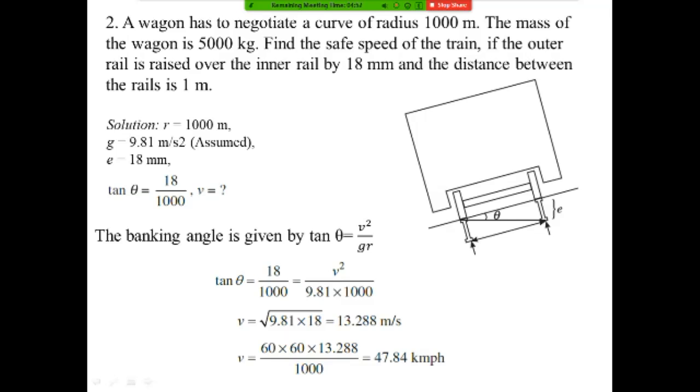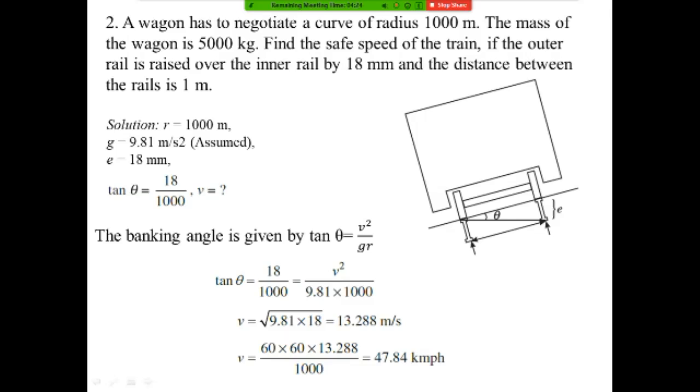Then we have banking angle, means super elevation is equal to tan theta is equal to V square by GR. Tan theta is given in terms of ratio 18 by 1000. Vertical is 18, horizontal is 1000. That is equal to V square by G into R. Then I found V is equal to this much.